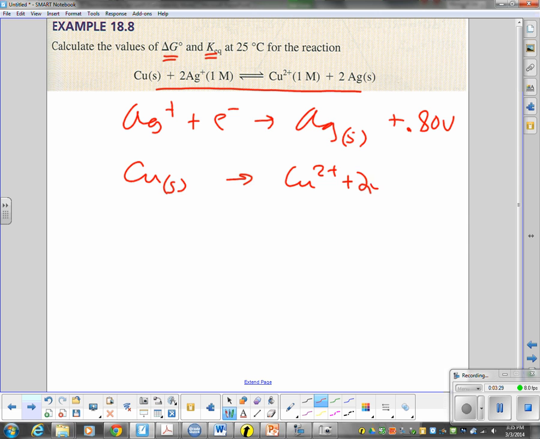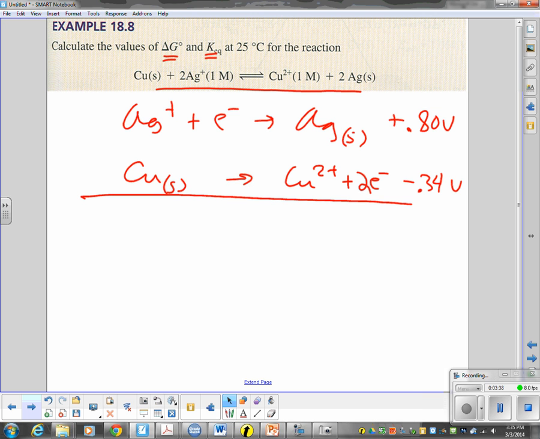It's an oxidation, so since I flipped it over, I get negative 0.34 volts. Before I go to get my overall reaction, I have to make sure my electrons cancel. Right now I have 1 and 2. So I'm going to multiply the top here by 2, so I'm going to get 2 of these. 2 and 2, and I don't touch the value at the end.